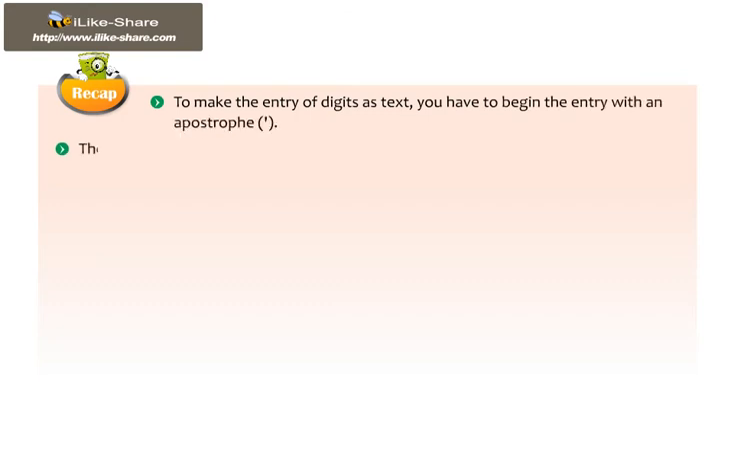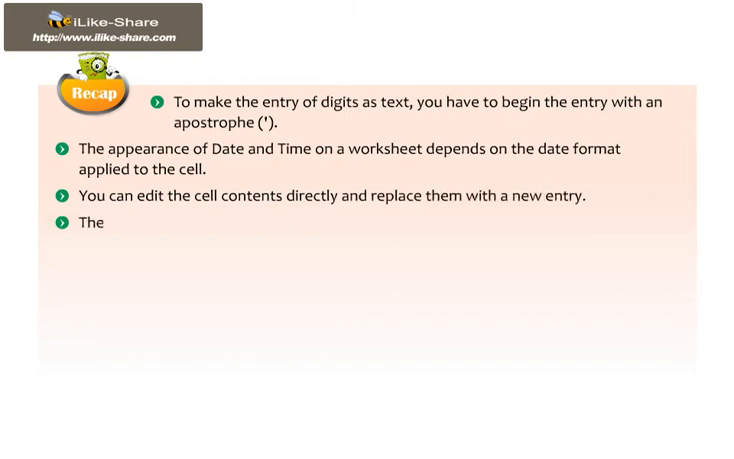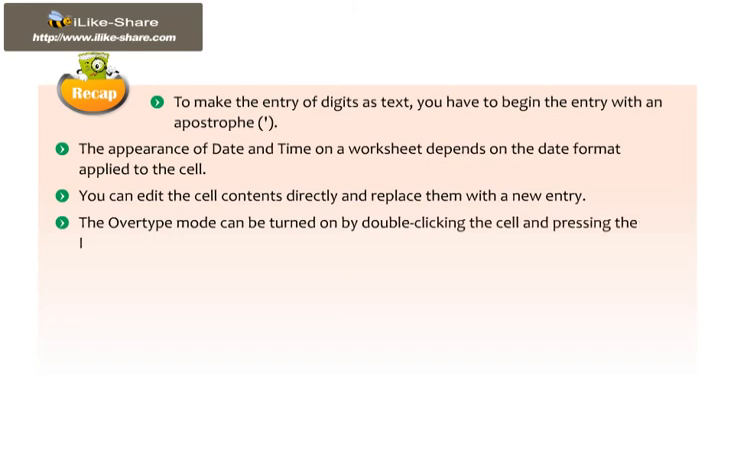Let us quickly glance through the key points discussed in this chapter. To make the entry of digits as text, you have to begin the entry with apostrophe. The appearance of date and time on a worksheet depends on the date format applied to the cell. You can edit the cell contents directly and replace them with a new entry. The overtype mode can be turned on by double-clicking the cell and pressing the Insert key. The cell contents can also be modified by using F2 key.